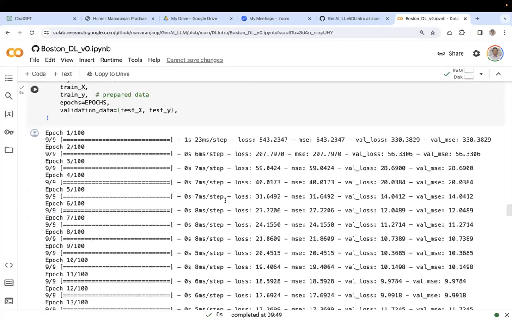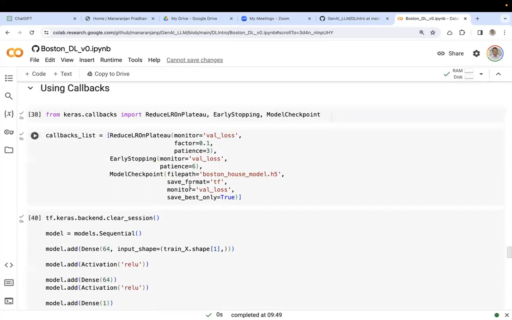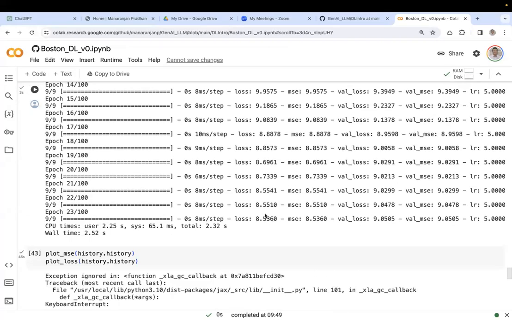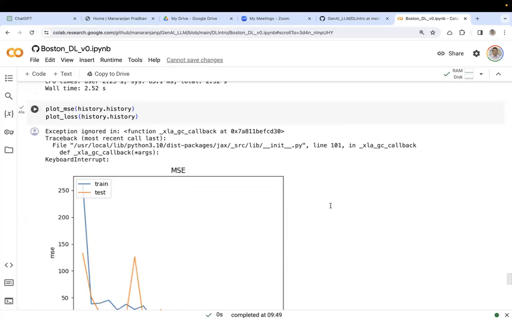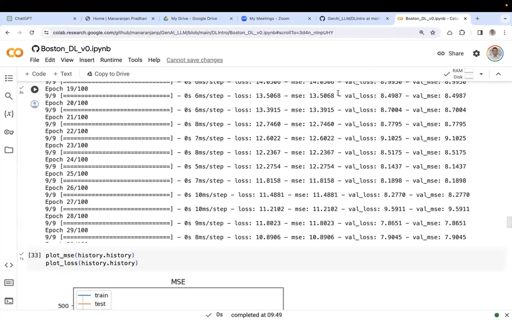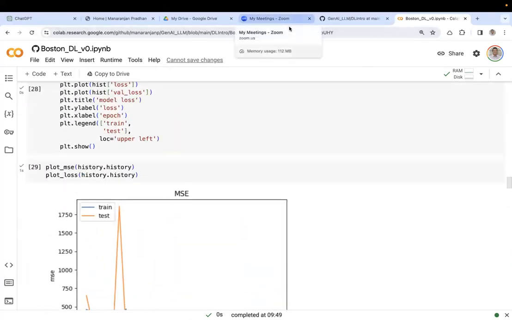You can take the last model where you define the early stopping criteria and reduce LR, and modify this. Play around with this and see if you can reduce the loss below 8.5, right? That'd be very nice to experiment with. Okay. So that brings us to the end of this session. I'm going to stop it here, and of course stop the recordings also.